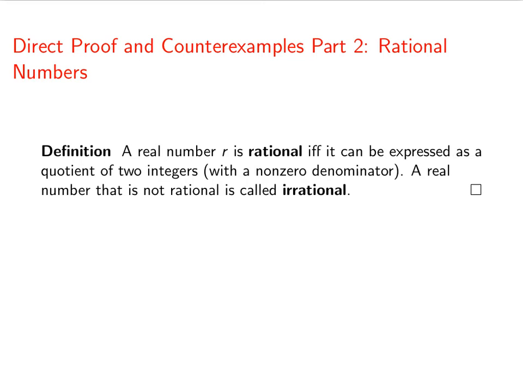Hello, discrete math fans. Let's talk about rational numbers. A real number r is called rational if and only if it can be expressed as a quotient of two integers, as long as the denominator is non-zero.